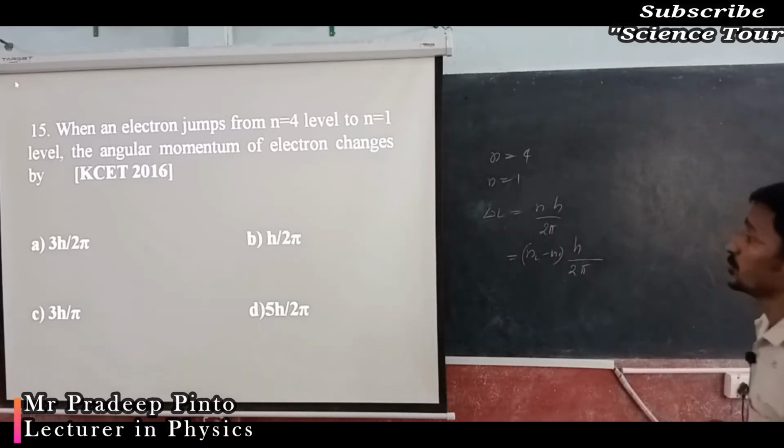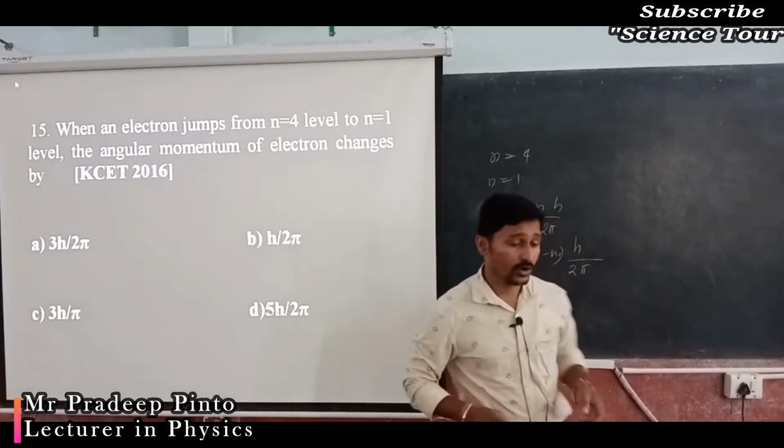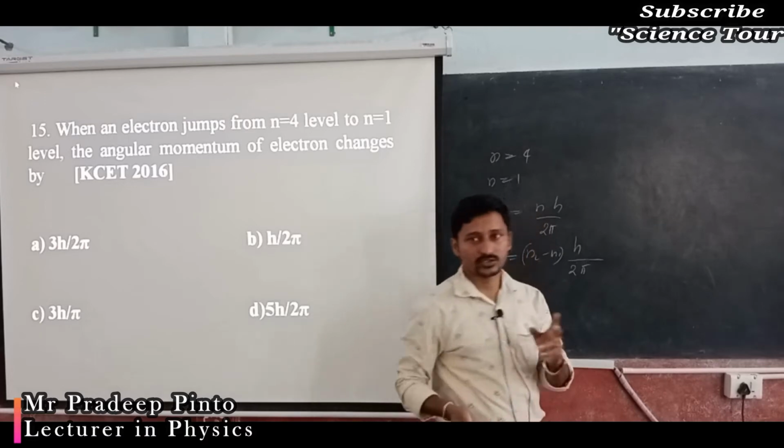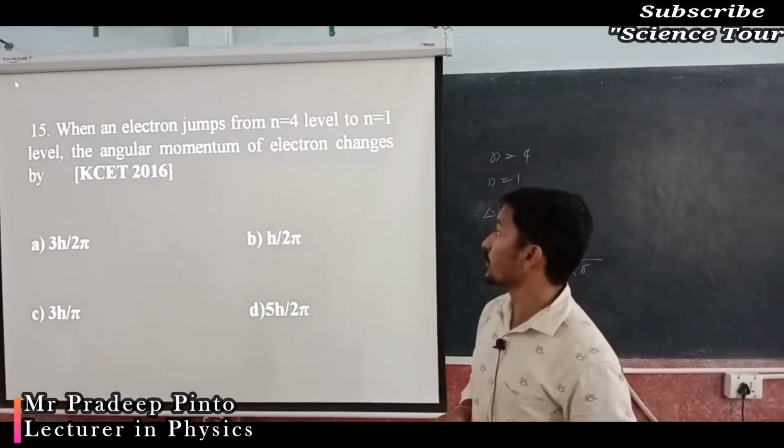3h by 2 pi you are going to get. So don't be confused about the minus, whether to put plus or which one is n1, n2 and all.